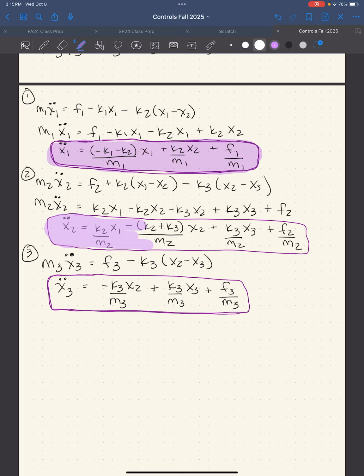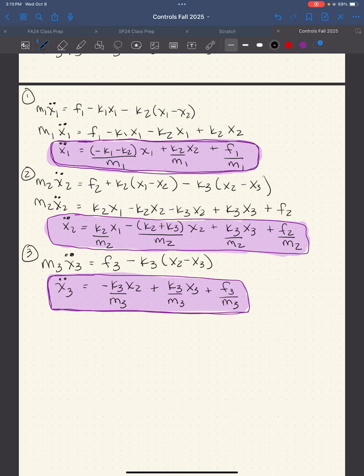All right, my next step in going to state space form is I need to figure out how many items are in my state vector. So I need to figure out the value of n. So how long is my state vector?